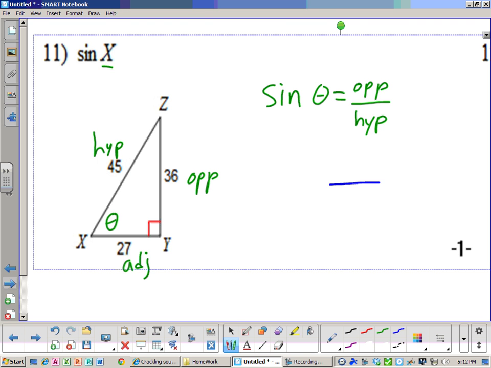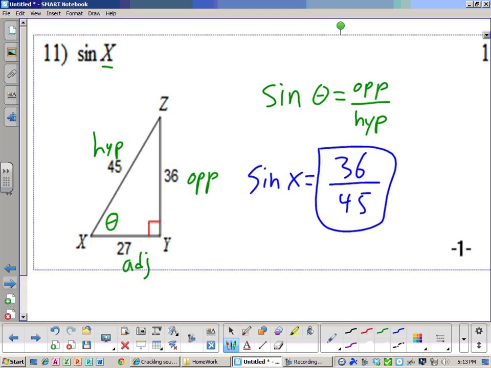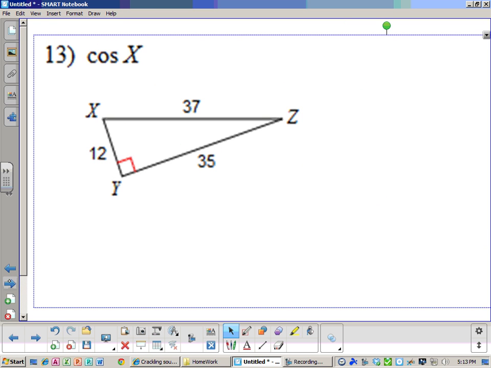All right, so opposite, 36. Hypotenuse, 45. That's your answer. Not too easy. The sine of X is equal to 36 over 45. Now, on the back page, we move things around. It's not in that nice, pretty orientation. They're all flipped upside down and so on.